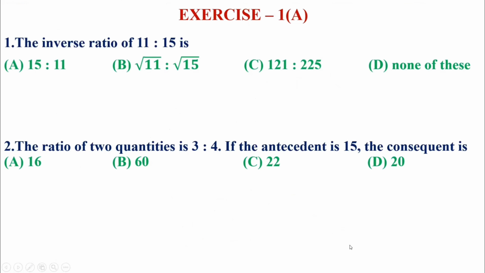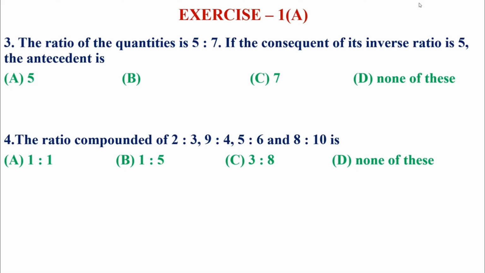So exercise 1.8, please try to do the first question. What is the inverse ratio of 11 is to 15? Okay, good. 15 is to 11. Good. Try to do the next one. The ratio of two quantities is 3 is to 4. If the antecedent is 15, what is the consequent? 3 how many times? 5 times you will get 15. 4 how many times? 5 times means 20. 20 is the answer. Good.